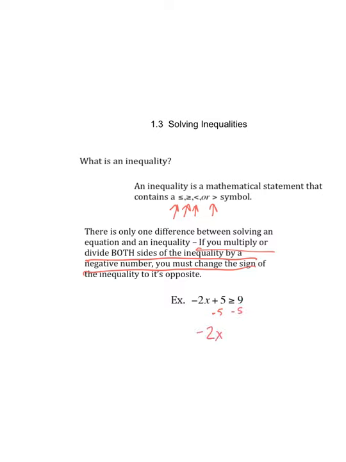So negative 2x is greater than or equal to 4. And then we shall divide both sides by negative 2. So negative 2x divided by negative 2, since they have a common factor, we can reduce them. We're left with x. 4 divided by negative 2 would give me negative 2. But ladies and gentlemen, both sides of the inequality have been divided by a negative number. Therefore, we must change the sign of the inequality to its opposite. So it's x is less than or equal to negative 2.